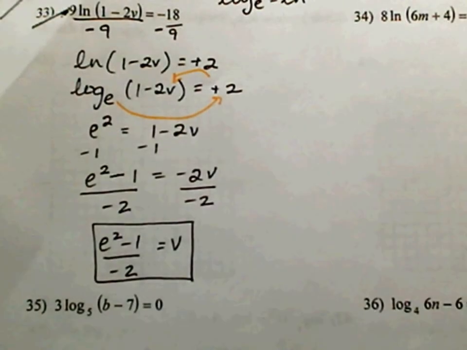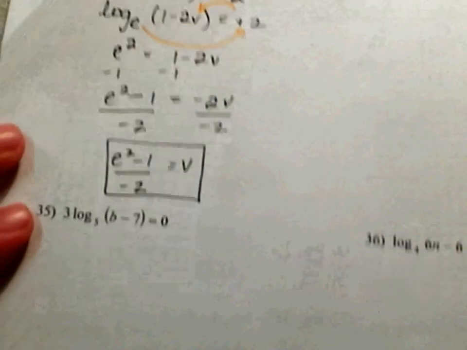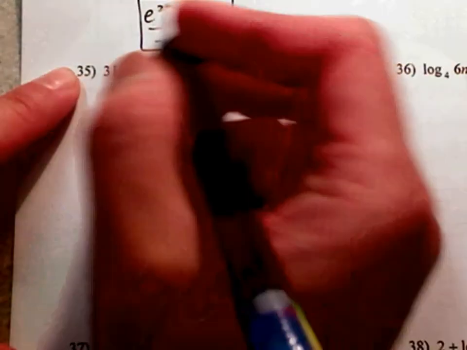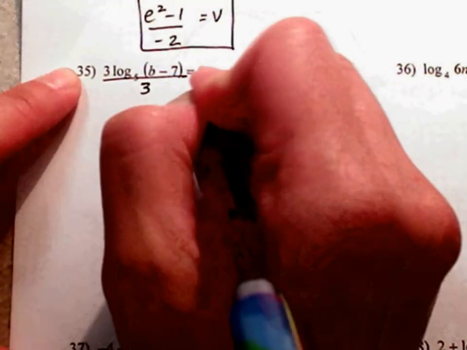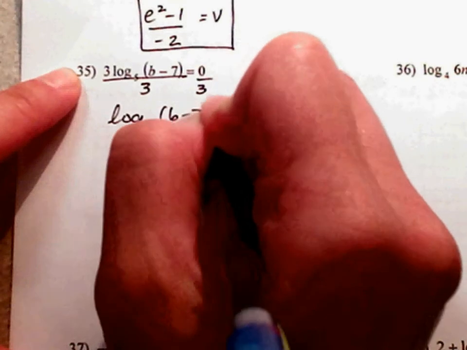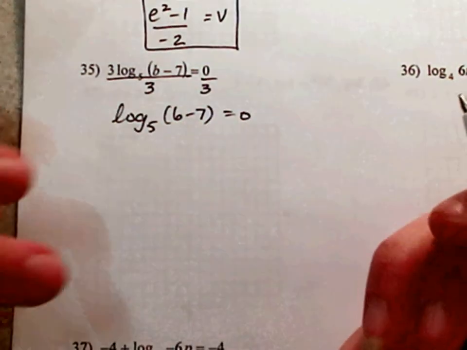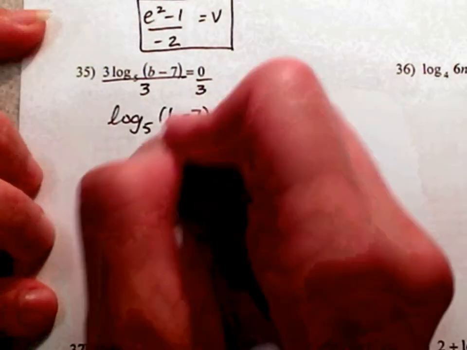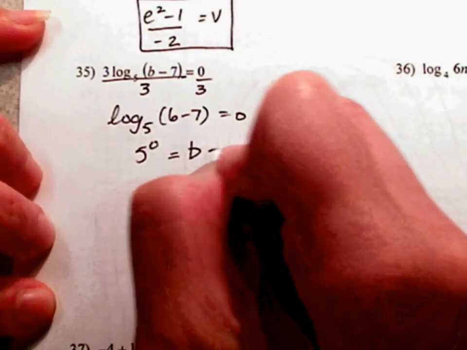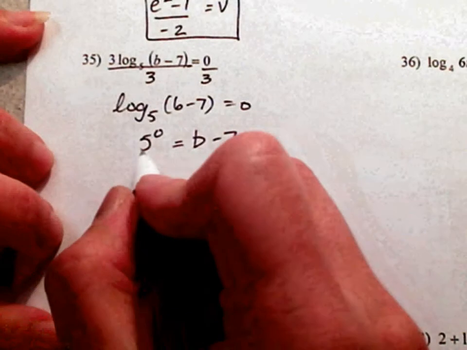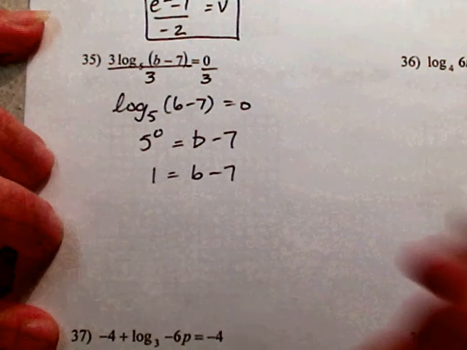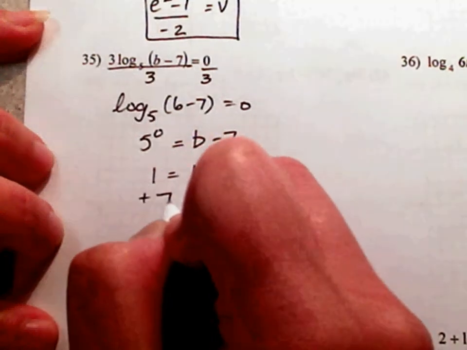35. This is 3 times the log of that. So I'm going to divide both sides by 3. So you have log base 5 of b minus 7 is equal to 0. Okay, take the inverse of log. So 5 to the 0 is equal to b minus 7. Anything to the 0 power is 1. So 1 equals b minus 7. Add 7 to both sides. So b is equal to 8.